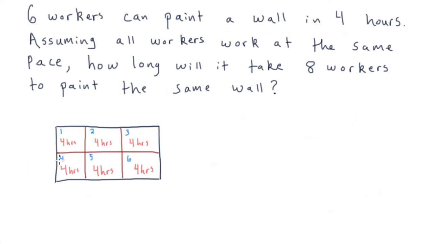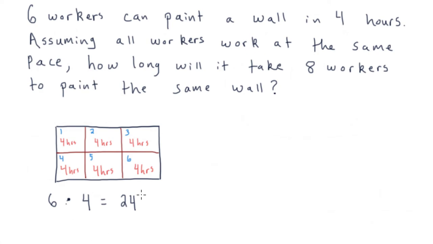And that's really the way we want to think about inversely proportional problems, is that there's actually sort of a fixed product. So if we take the 6 workers and then multiply by 4 hours per worker, we get a total of 24 worker hours, as we'll call them. So over here we have 6 workers, 4 hours per worker, for a total of 24 worker hours.